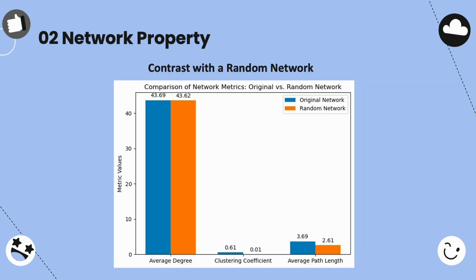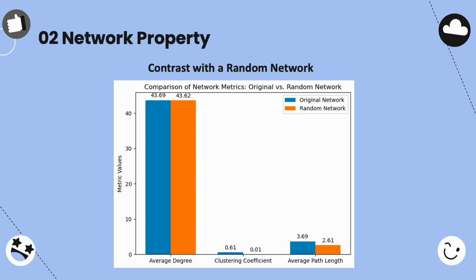After generating a random graph with the same number of nodes and the probability, we compared the average degree, clustering coefficient, and average path length between them. Both networks have nearly the same average degree, which suggests that the average number of connections per node is similar. This is an interesting observation because it suggests that despite potentially very different topologies, on average, each node in both networks has about the same number of connections.